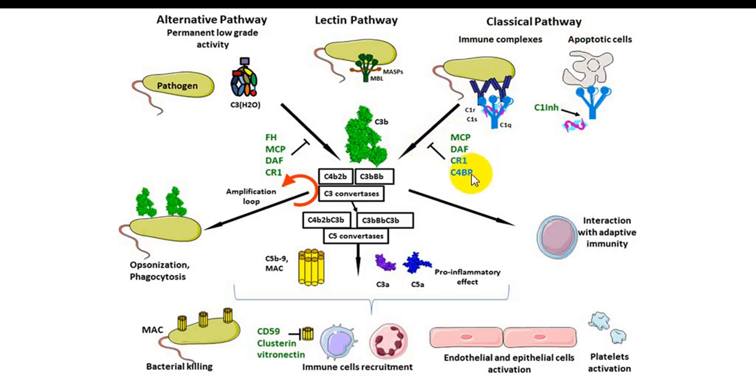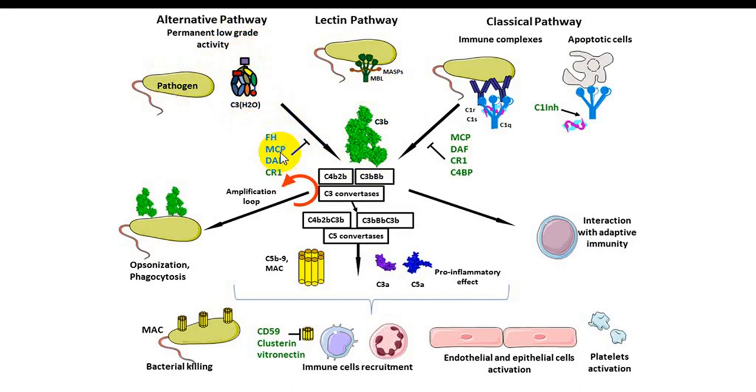Likewise, the lectin pathway can get activated by binding of pathogen with the mannan binding lectin, and one of the key steps of the lectin pathway is C3b. Likewise, the alternative pathway can get activated by permanent low-grade activity of spontaneous hydrolysis of C3H2O. Here also the pathogen gets activated, and it can be regulated by factor H, MCP, decay accelerating factor, and CR1.